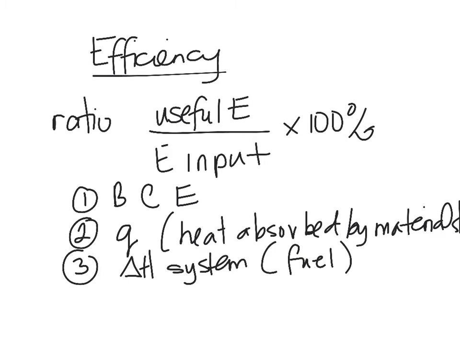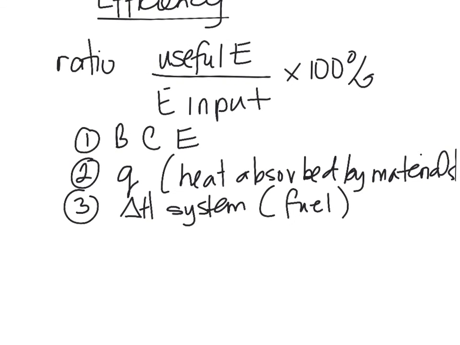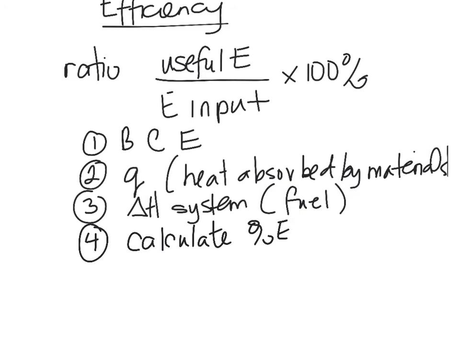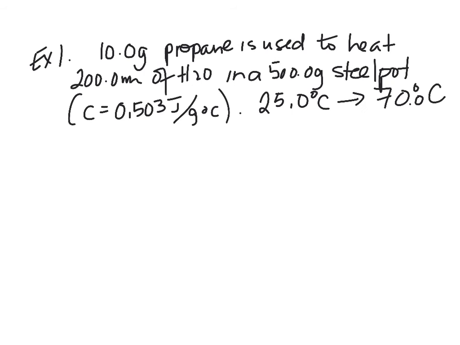So what do you think goes where in this equation? Where does Q go? Where does delta H go? Yep. Q goes on the top, delta H goes on the bottom, multiply it by 100%. Determine the percent efficiency.